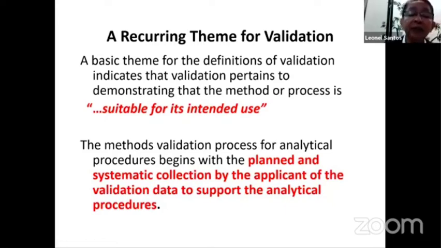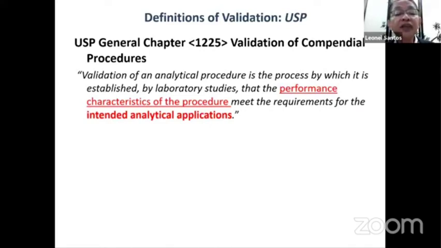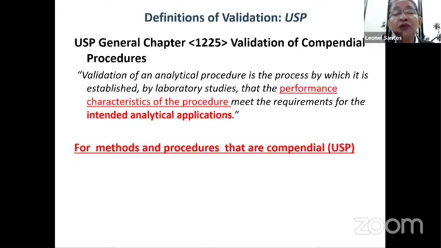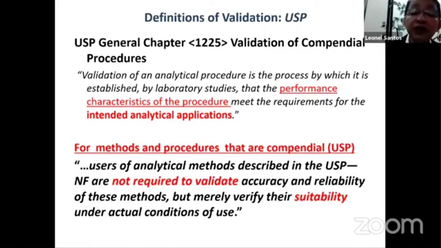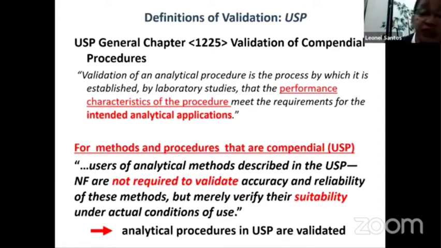So validation is a planned, systematic collection of data by the organization or by the applicant in support of their procedure, again mentioned in General Chapter 1225. For those who are using the USP book, the monograph, there is no need to do validation simply because the procedures described in the USP book have been validated, and you can use them in another laboratory without doing any method transfer or transfer of analytical procedure.